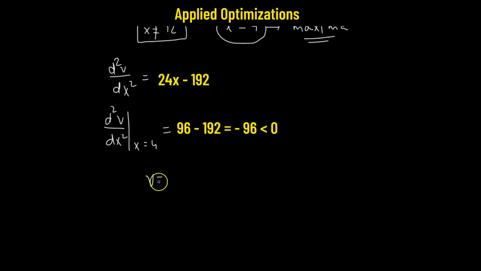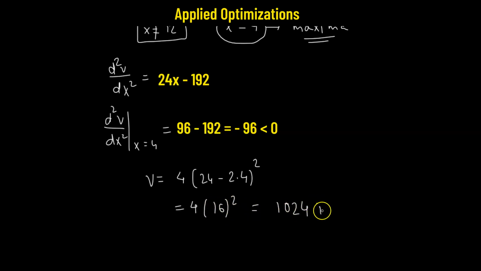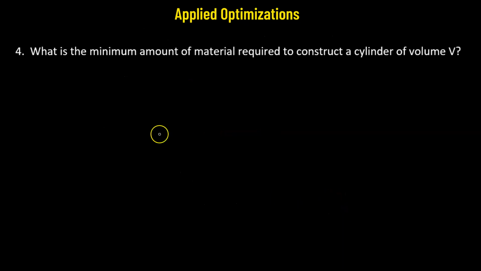So our volume will be 4, which is x, times 24 minus 2 times 4 squared. So this is 4 times 24 minus 8. That will be 16. So we have 4 times 16 squared, and this gives us a value of 1024 cubic inch. So this is the maximum volume of a box.